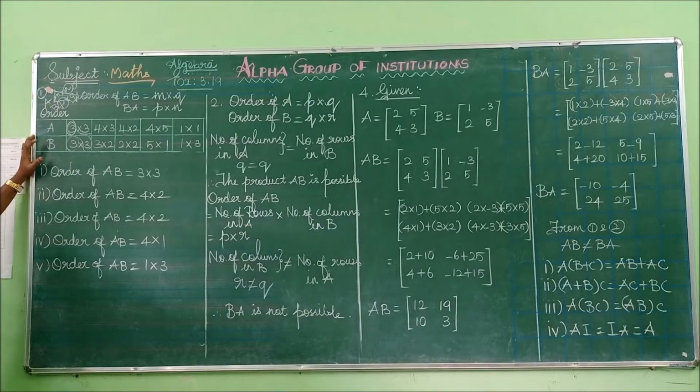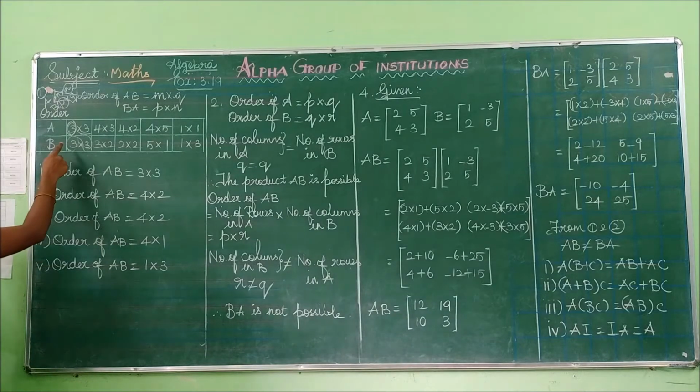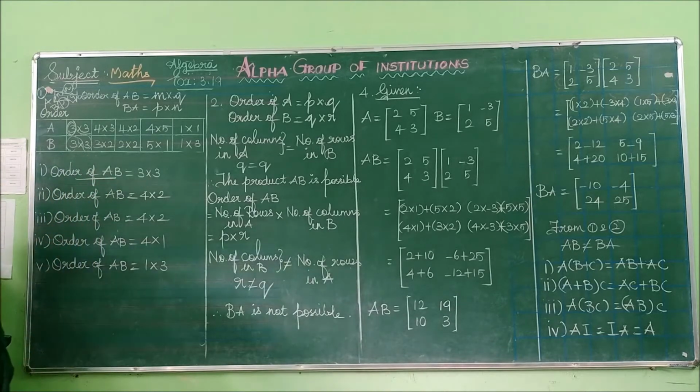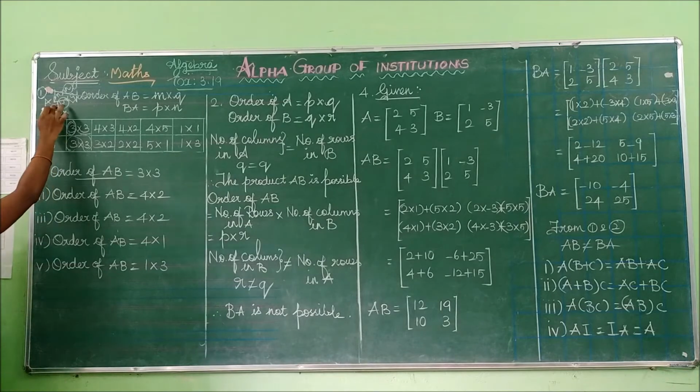Listen here, exercise number 3.19, first problem. You are going to find the order of AB. They have given 5 sets of values for each matrix. So listen to the first one. Our first matrix A is 3 cross 3, B is 3 cross 3. We are going to find the order of AB, so you have to check here.